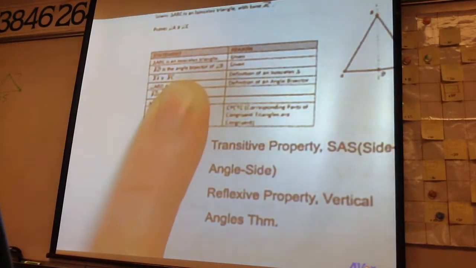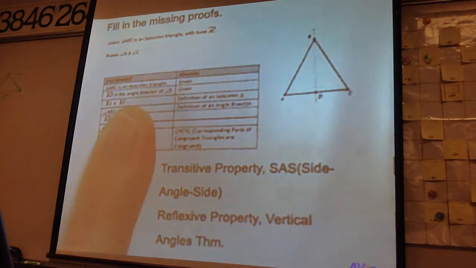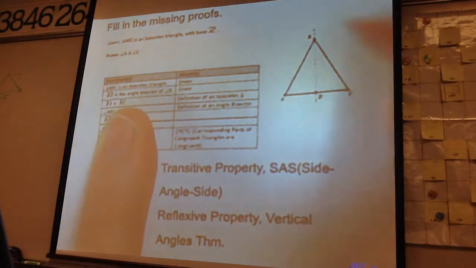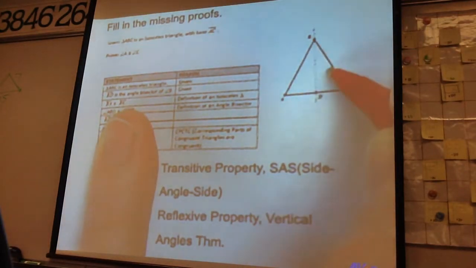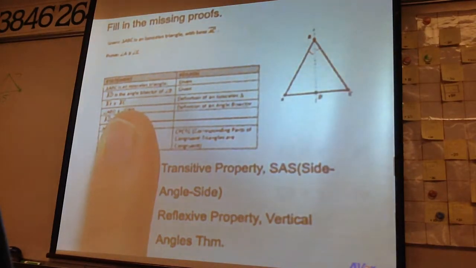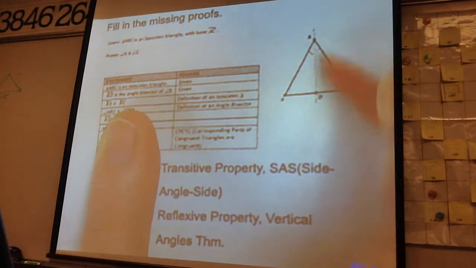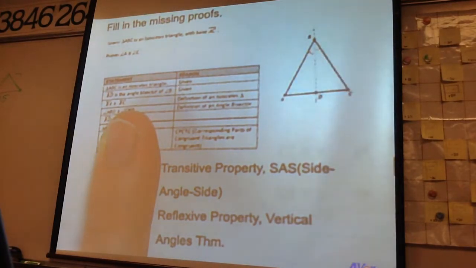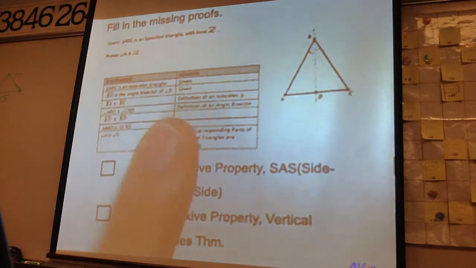What does that tell us? What can we mark? And you should mark up your triangles once you figure stuff out. If that line bisects that angle, then those two angles have to be the same. So that angle and that angle are the same, and the triangle on the left and the triangle on the right have equal angles.